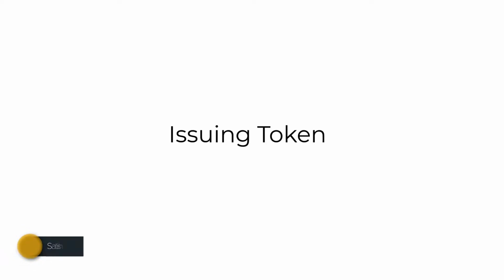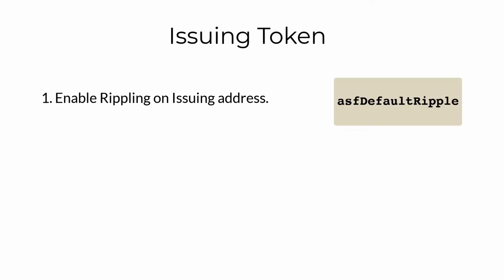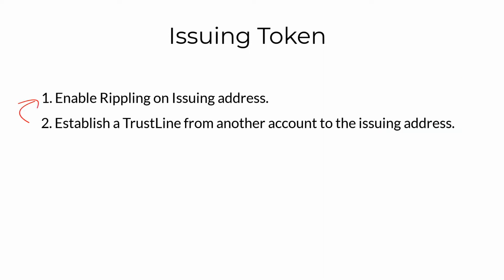In this video, let's see how we can issue a token on XRP Ledger. For that, we need to follow a couple of steps, and the first step is to enable rippling on the issuing address. We can enable it by enabling a flag called default ripple. We have already seen how to enable and disable a flag, so we need to enable rippling on the issuing address. That's the first step.